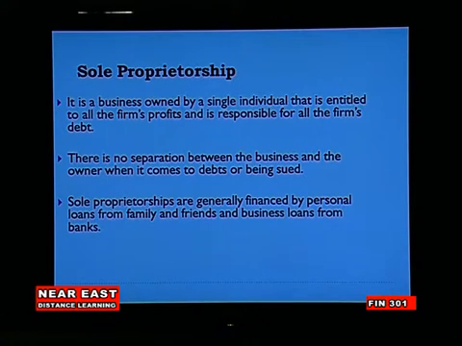The first form, sole proprietorship. It is a business owned by a single individual. The owner is one person, and he is responsible for all activities and performance. For that, in this type there is no separation between the business and the owner. Sole proprietorships are generally financed by personal loans from family, friends, and banks. In this type, the capital is generally very limited.